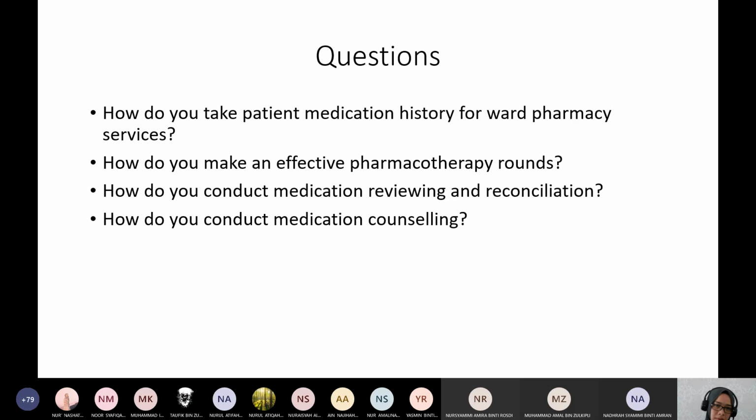Nobody remember the lecture? See the name. Okay. Aisyah, Humaira? Yeah. Okay. The job scope of clinical pharmacists is to check, screen, review patient medication, and also do ward round.